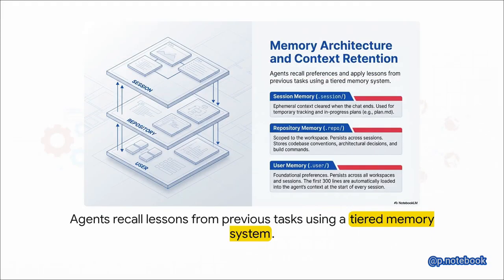Okay, but for an orchestra to sound good, they all have to remember the song. And agents are no different. They have this really cool tiered memory system. First, there's session memory. Think of it like short-term memory. It's just for the task at hand, and then it's gone.